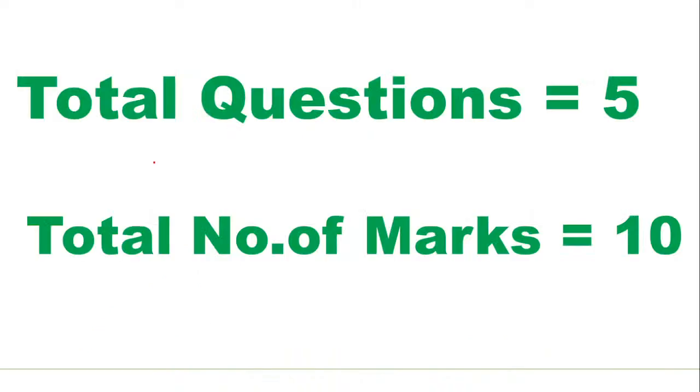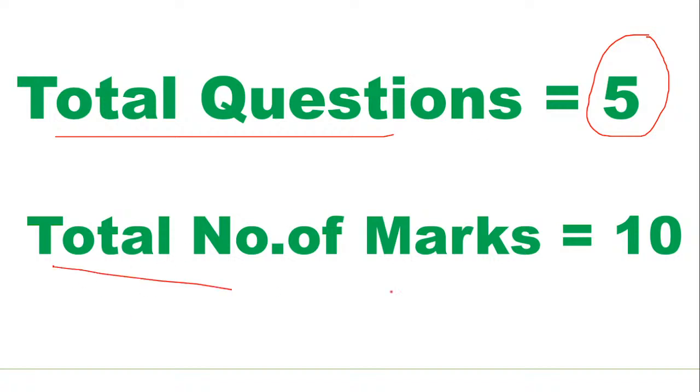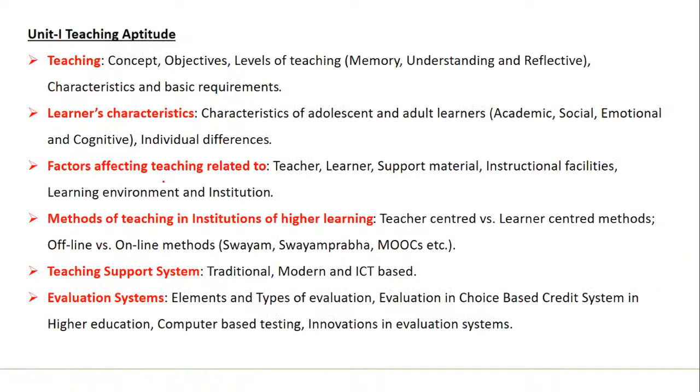Now, we have a total of 5 questions for this particular unit, and the total marks allotted are 10. So every question carries 2 marks, which in the syllabus is basically teaching aptitude. A quick glance in a minute. By this time you should be very clear with the syllabus. We have talked about the subpoint teaching, consisting of objectives, concepts, levels, and characteristics. We have done learner characteristics, including academic, social, emotional, and cognitive characteristics.